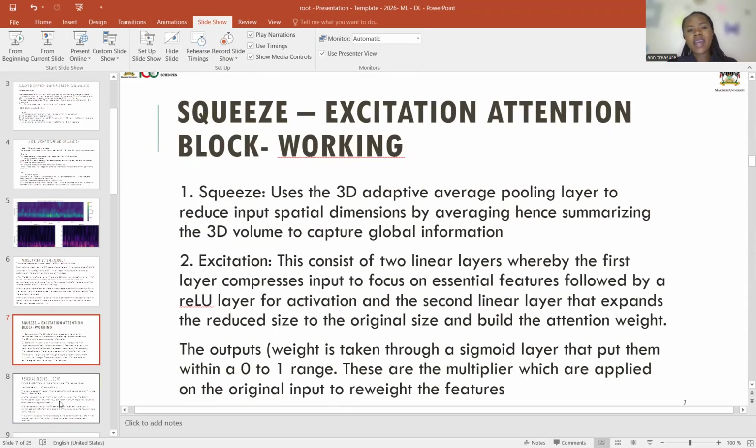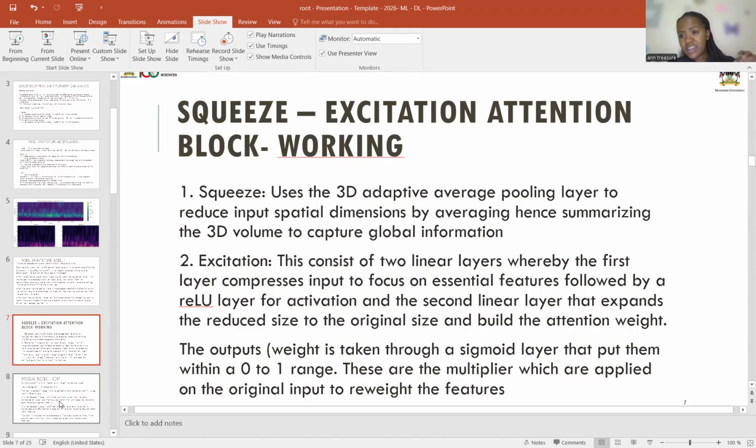So how the squeeze excitation block works. The first layer is the squeeze layer, whereby it uses the 3D adaptive average pooling layer. It reduces the input spatial dimensions by averaging, hence summarizing the 3D volume in order to capture the global information. So it squeezes down the 3D volume, and then it captures the global information.